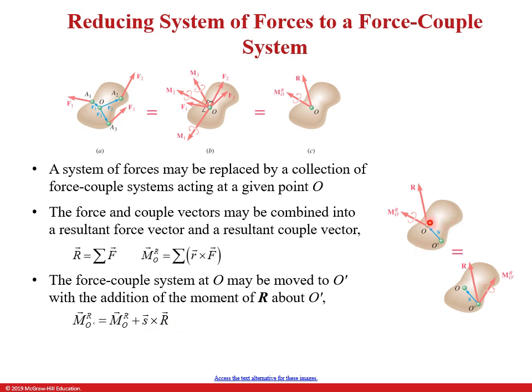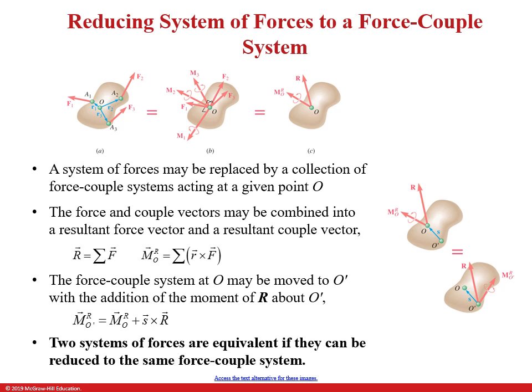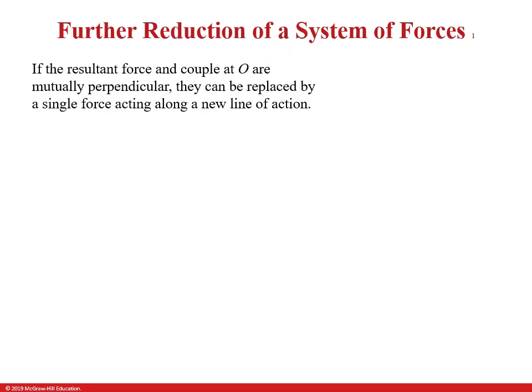And this makes sense, right? This is just a force times a distance, right? And this is a moment. So to get the new moment here, you basically add the new moment, distance times force, with the other moment. So let's see, two systems of forces are equivalent if they can be reduced to the same force couple system. So if you can get the same force couple system, then you have two systems of equivalent forces.